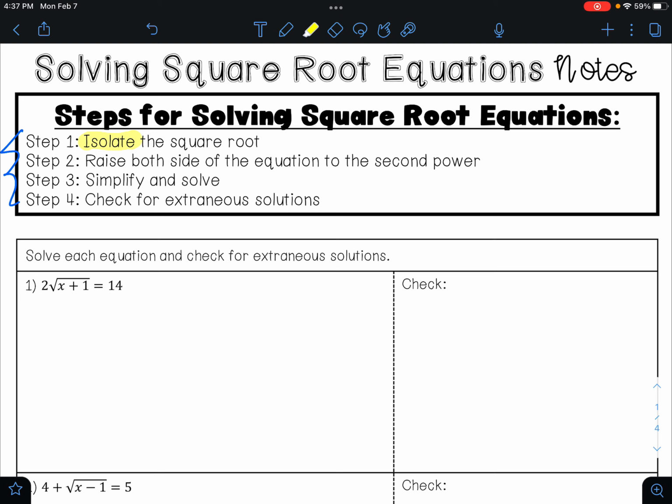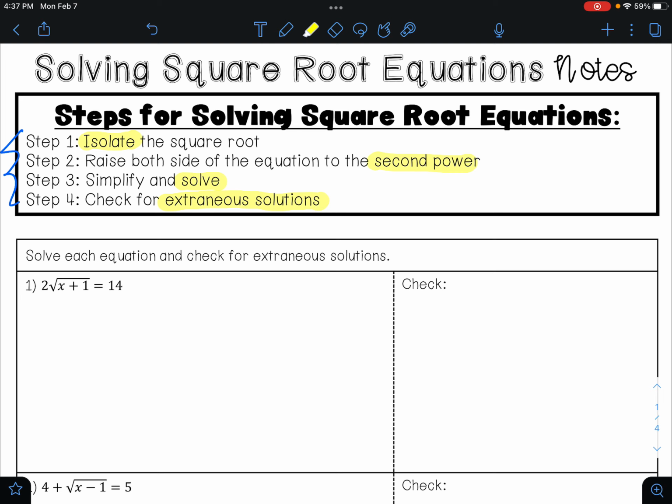Step 2 is to raise both sides of the equation to the second power because the square undoes the square root, just like how division undoes multiplication. They're inverse operations. Step 3 is that we are going to simplify and solve. And step 4 is that we need to check for extraneous solutions.